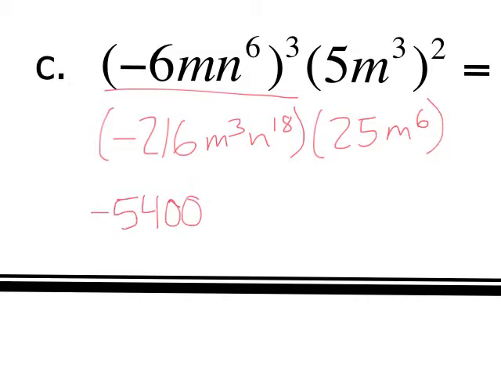Okay, I have 3 m's up front and 6 m's in the back. That makes 9, so m to the 9th. And then I also have the n to the 18th.